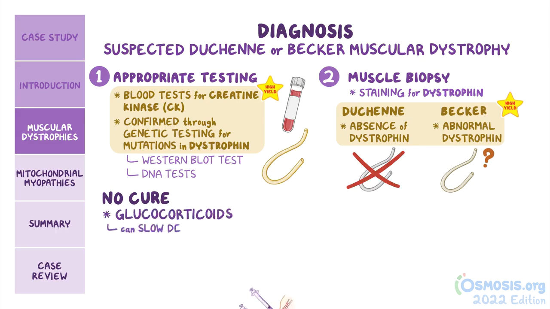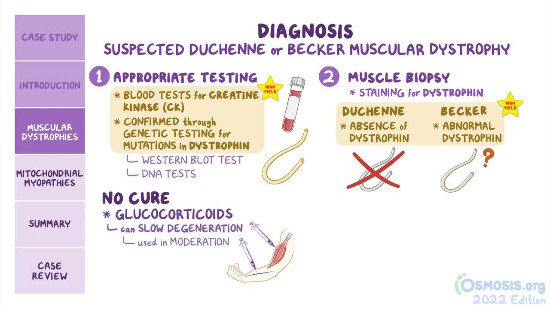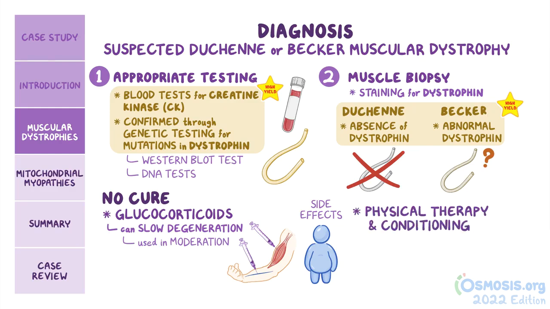Glucocorticoids can sometimes slow degeneration, but they should be used in moderation since they are typically also accompanied by side effects like excessive weight gain. Other treatments like physical therapy and conditioning can improve quality of life, but they don't reverse the underlying process.